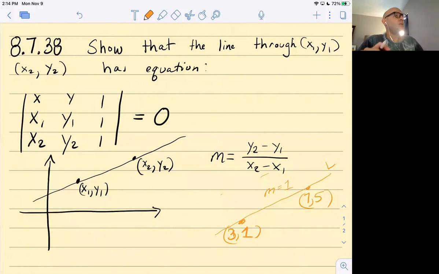And then we're going to try to do the same steps, but we're going to do it abstractly with x2, y2, x1, y1. But let's do it first with a number. Does anyone remember? That's okay.